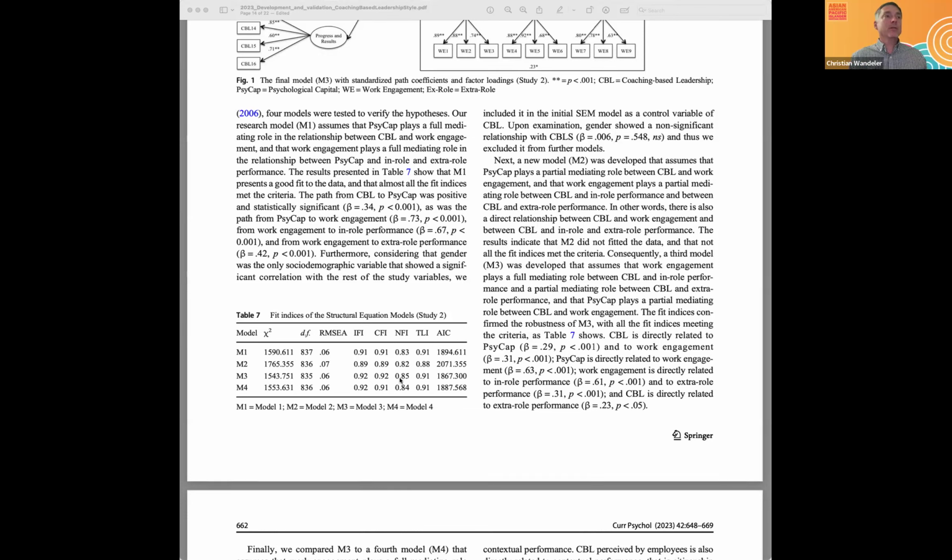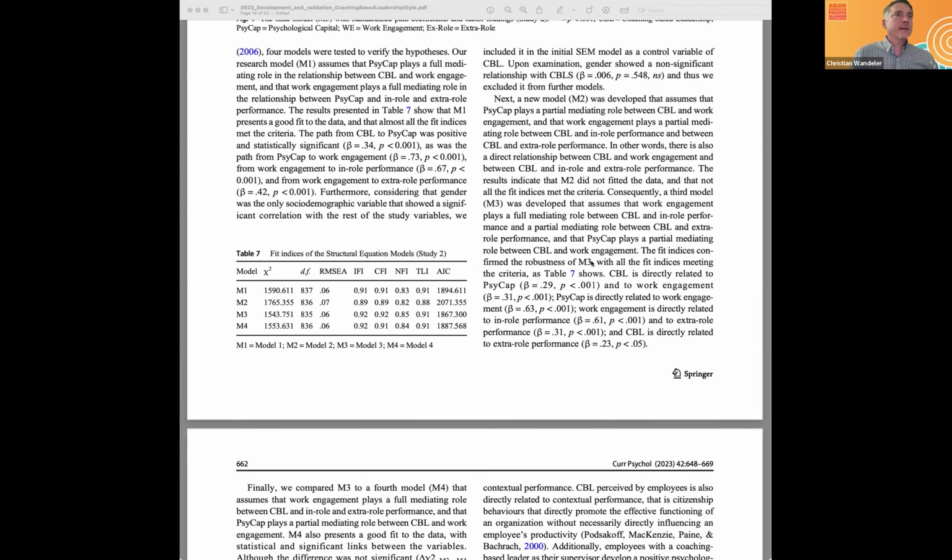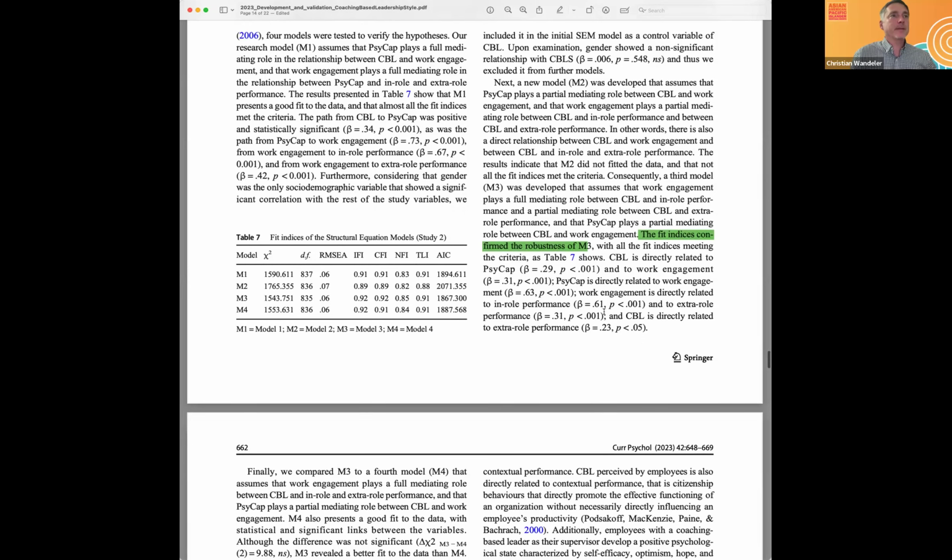And it can be that one is better. Sometimes it's a mixed bag, right? But typically they kind of go in the same direction, right? But long story short, yes, and that's what you see here. The fitting confirmed robustness of M3, right? With all the fittings meeting the criteria as Table 7 shows. So basically they say, all right, whatever we modeled there seems to fit the data the best.